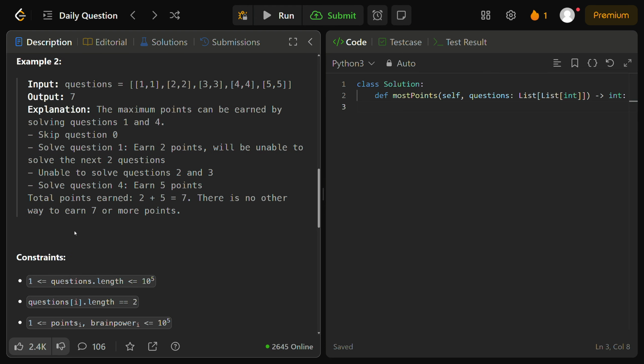In example 2, we have our input array questions to be, in this case, 5 different questions, and in this case, we actually have a maximum output of 7.